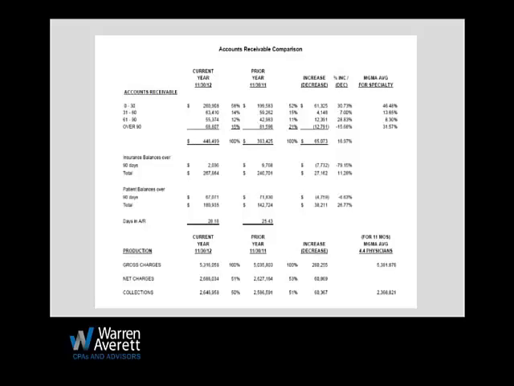Oftentimes it's a telltale sign of what's going on inside of the AR. You mentioned total AR. We very rarely look at the total AR without looking at the aging, the 0 to 30, 31 to 60, because total AR really can't tell you a whole lot unless you're looking at those aging buckets. You can look at whether it's increased or decreased from year to year, and the only time your AR should increase from one year to the next is if you add a new physician. That's right. That would be the only reason it should increase.